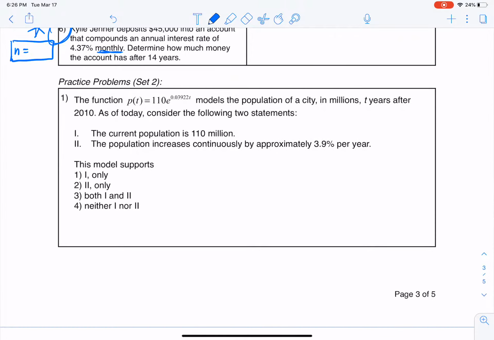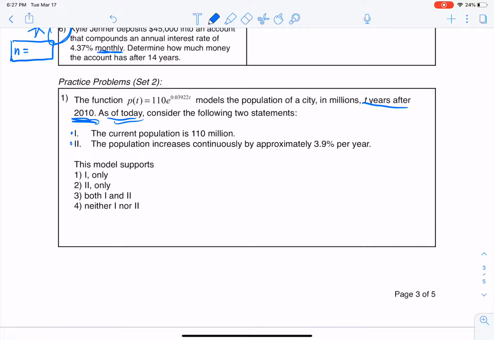All right, so let's just look at practice problem number 1 from set 2. Okay, so we have this function, P of t equals 110 e raised to this power, and it models the population of a city in millions t years after 2010. As of today, consider the following 2 statements. So the first statement is the current population is 110 million, and the second statement is the population increases continuously by approximately 3.9% per year.